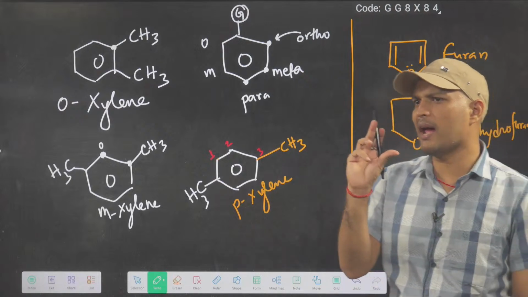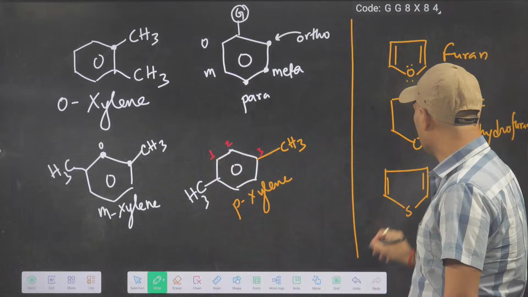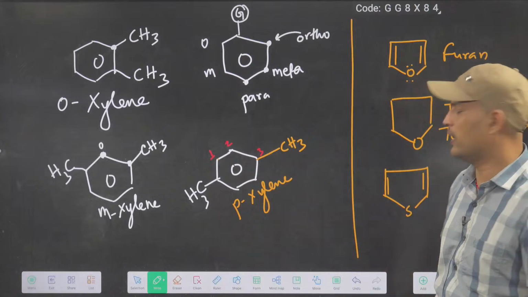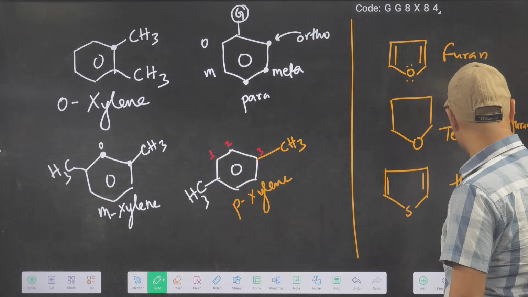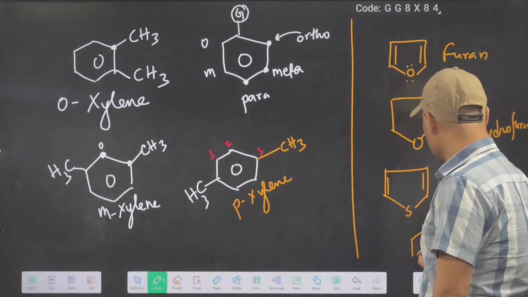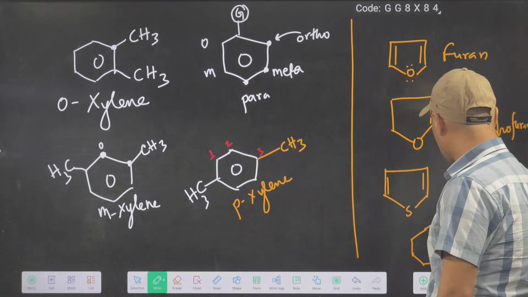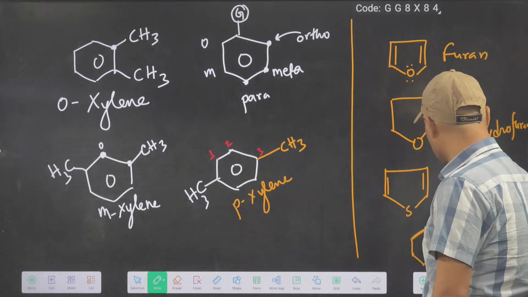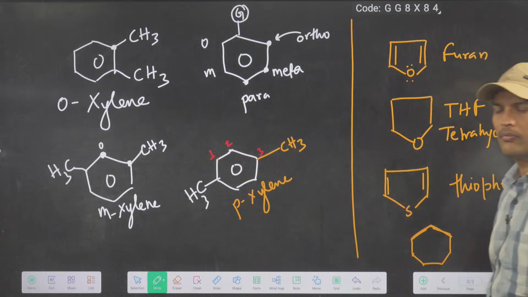We have said thio means what do you understand? Sulfur. So you can say this is thiophene. You can also see this diagram. See, in this diagram, how many carbon atoms are you able to see?